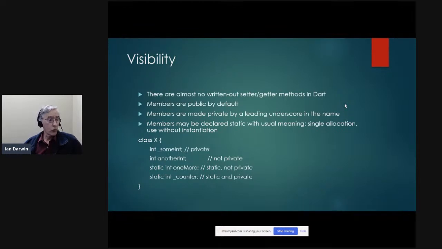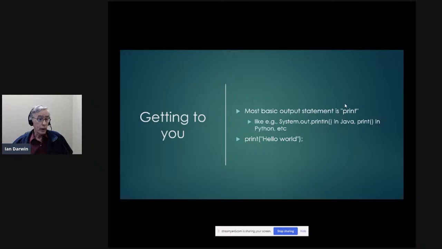So here's class X, which has some int, which is private because it has an underscore, and another int, which is not private because it doesn't have an underscore. And static has the same meaning as in Java. That is, there's only a single allocation, and it can be used without instantiating the class it's in. This is all pretty much the same as Java, except for the private keyword being replaced by an underscore. Getting stuff out, we have print. So yay, no more typing System.out every time you want to print something, right? Just type the word print and the stuff you want to print inside. Big win.